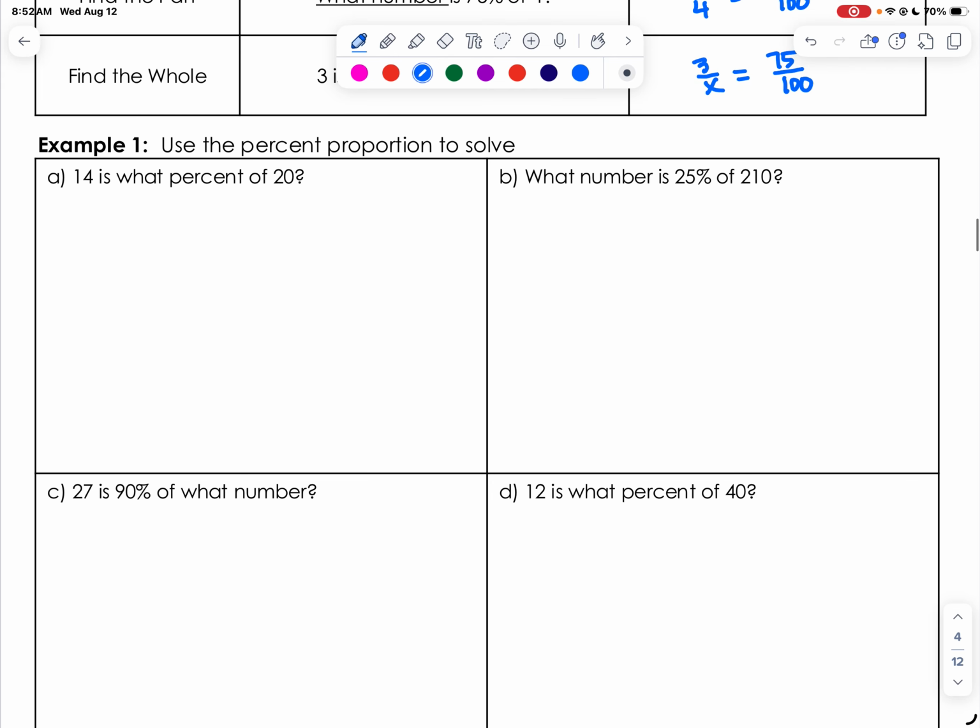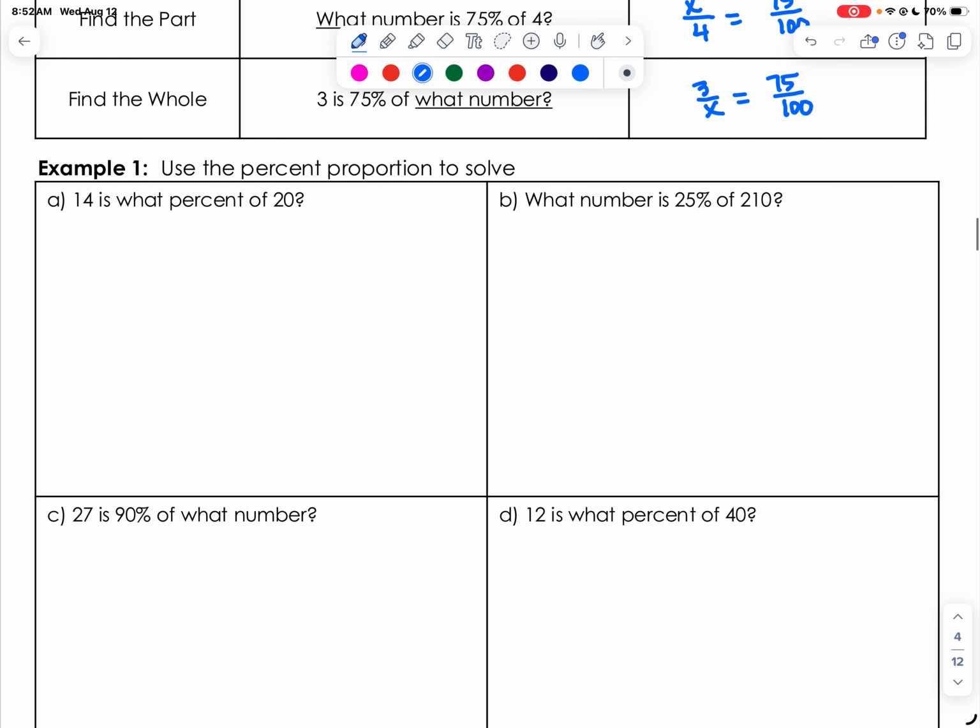So in problem A, it says 14 is what percent of 20? So I'm going to identify the percent, the part, and the whole. Now in this problem, we don't know the percent, okay? And then we do know the whole here. If you just look for the word of, the number that comes after the word of is your whole. So our whole is 20, which means our part is 14. So our percent proportion would be 14 over 20 equals x over 100.